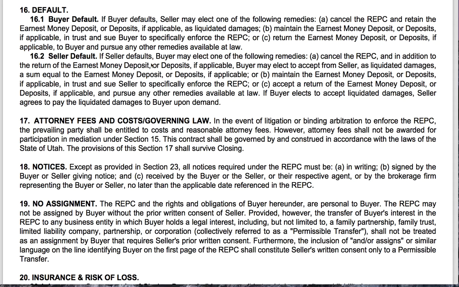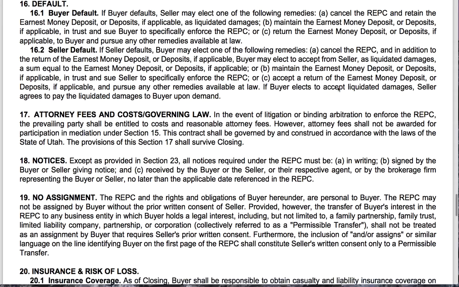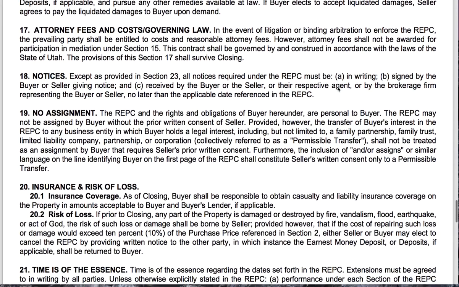On the seller side, it's essentially the same kind of thing. If the seller defaults, the buyer would get back their earnest money plus an amount equal to that. The buyer could leave the money on deposit as the earnest money and then sue the seller to try to enforce the contract, or they can accept the return of the earnest money and then still sue the seller.